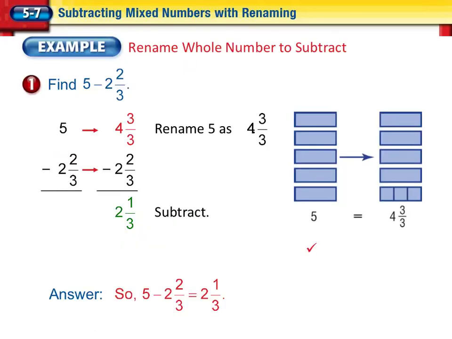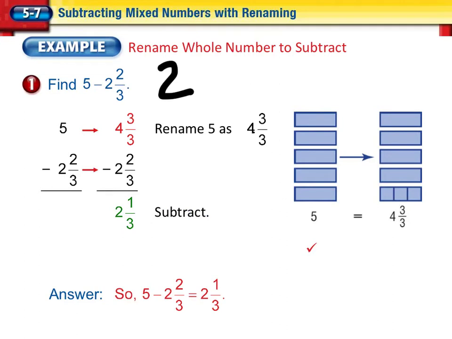Okay, let's look at this example here. We're renaming whole numbers in order to subtract. They want us to find 5 minus 2 and 2/3. Well, when I think about this, I realize that 5 is a whole number, and 2 and 2/3 is about 3. So I'm looking for a number somewhere around 2, an answer somewhere near 2. My first question is, how do I take 2 and 2/3 from no fractional part?